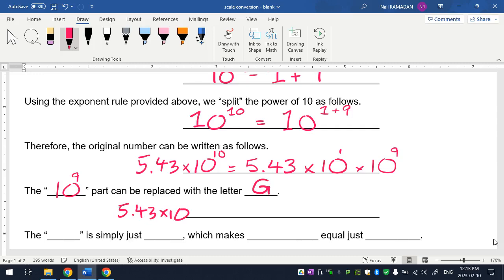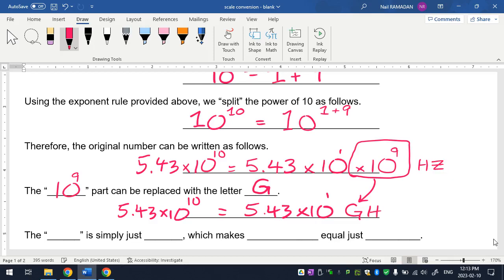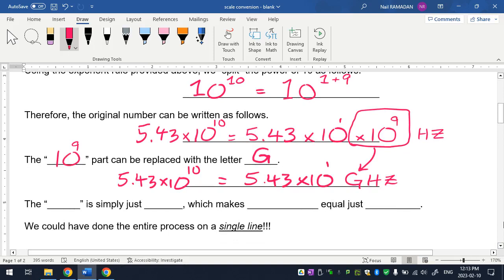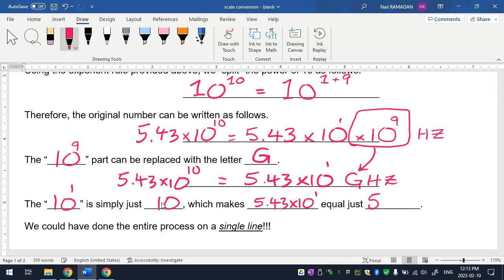Which means now 5.43 times 10 to the 10 will equal 5.43 times 10 to the 1, and then all of this with the multiplication sign is G. Technically, G what? What's the unit? I forgot. Hertz. So everyone add a Hz here. What's 10 to the 1? 10 to the 1 is just 10, which makes 5.43 times 10 to the 1 equal 54.3.